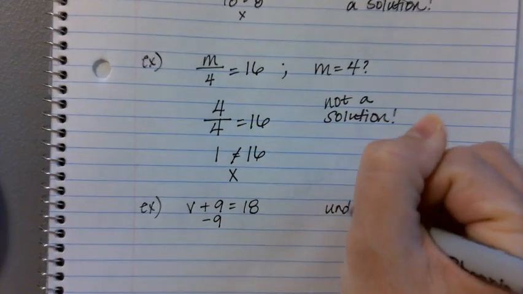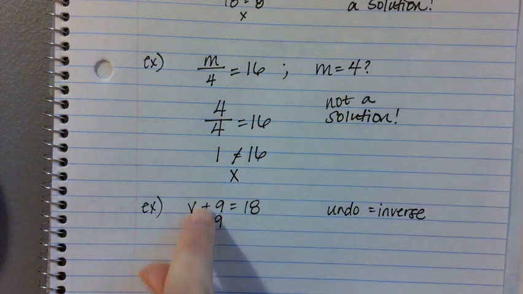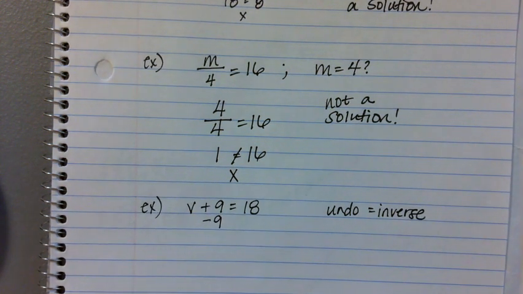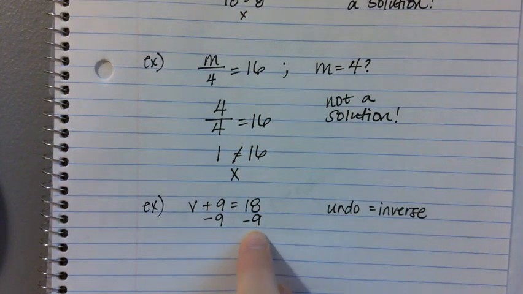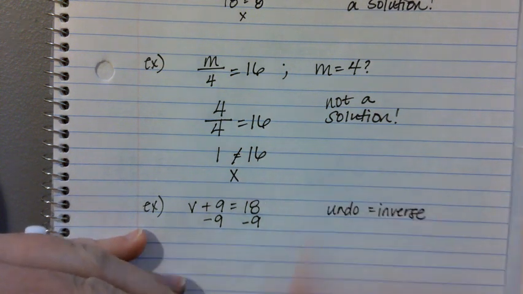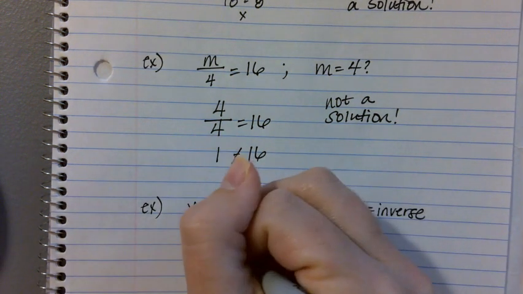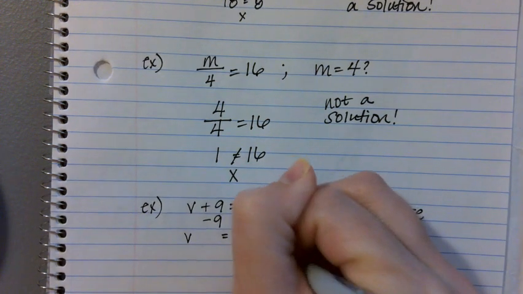Okay, undo means to use the inverse operation. The inverse to addition is subtraction. What you do on one side is the same that you do on the other, right? Because you want everything to be balanced. So if you take off weights on one side, you have to take them off on the other. Then I'm going to end up with v equals 9.